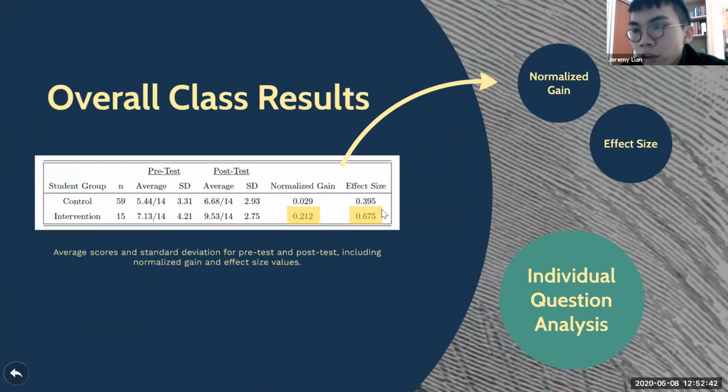Looking then at the normalized gain scores and the effect size score for our students, we see that the intervention group outperformed the control group, scoring a significantly higher rating for each metric, demonstrating that students in the intervention group had a larger improvement in performance and hence a larger gain in understanding than their peers in the control group.